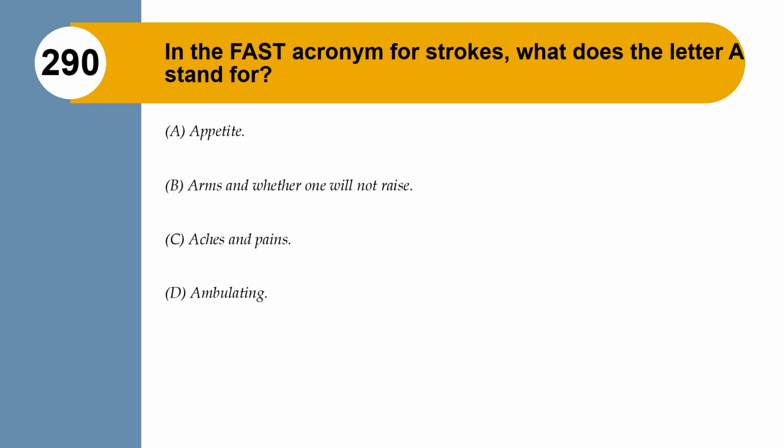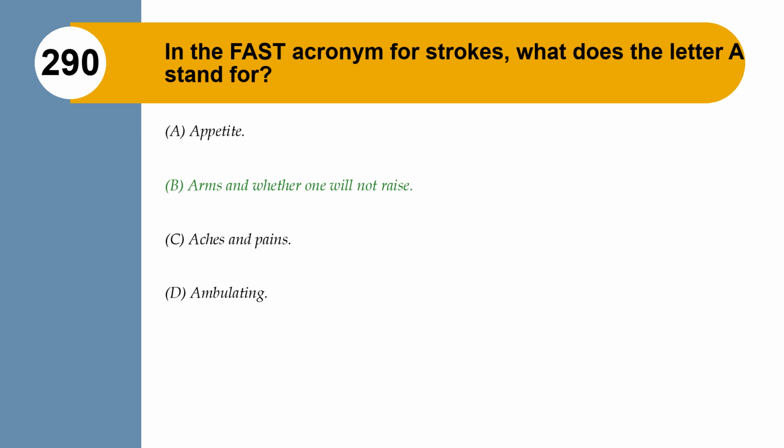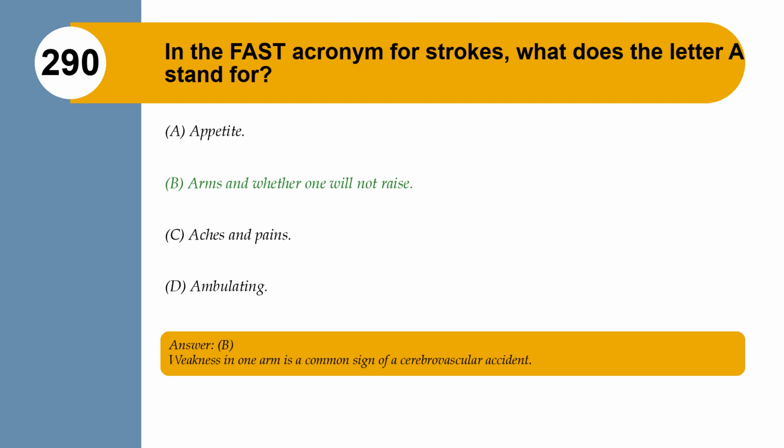Question 290. In the FAST acronym for strokes, what does the letter A stand for? Option A, appetite. Option B, arms and whether one will not raise. Option C, aches and pains. Option D, ambulating. The correct answer is option B, arms and whether one will not raise. Explanation. Weakness in one arm is a common sign of a cerebrovascular accident.